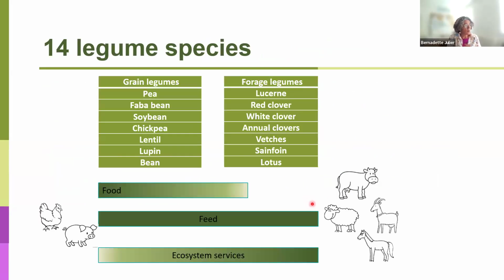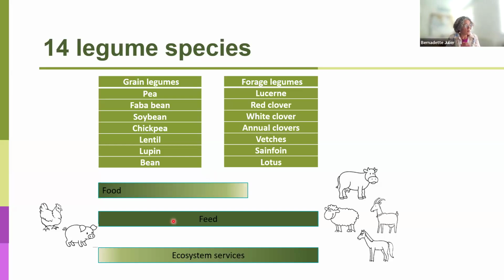So we are working on 14 legume species, 7 grain legumes and 7 forage legumes. You have the list here, going from the most cultivated ones to the least cultivated ones, but all of them are important. Grain legumes are mostly used, I would say, for human food. Humans mostly eat grain legumes. It's very seldom that they eat forage legumes.